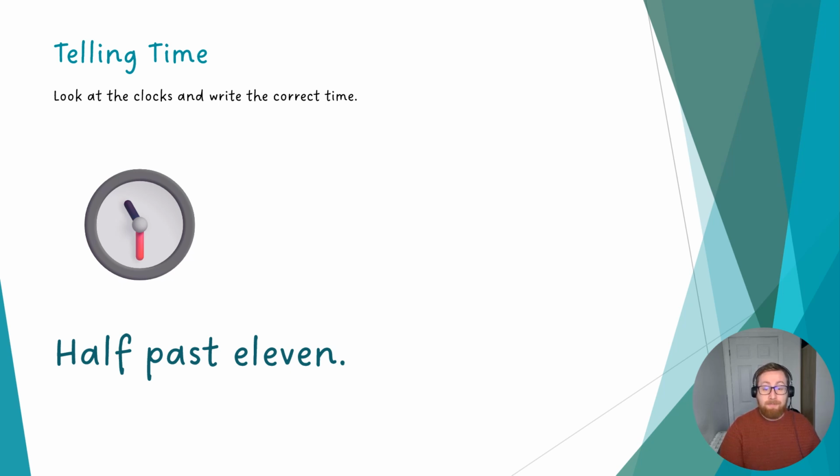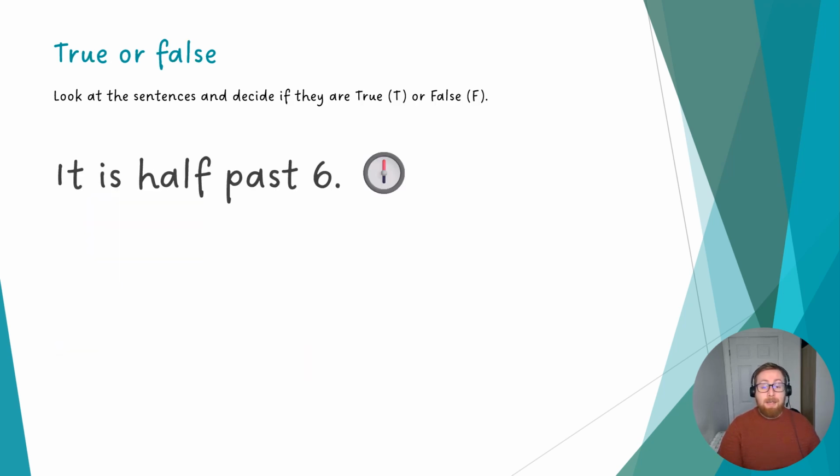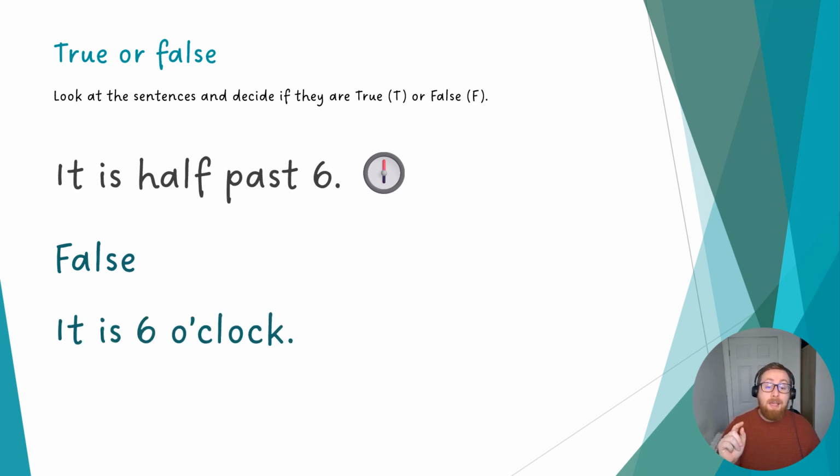3, 2, 1. It is 11:30. Good work. Now I'd like you to tell me, are these true or false? It is 6:30. What do we think? It's false. So what is the correct answer? It's on the hour, so it's o'clock. It is 6 o'clock.